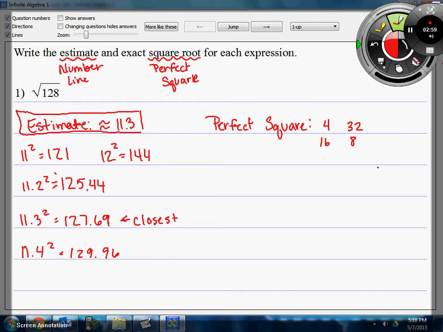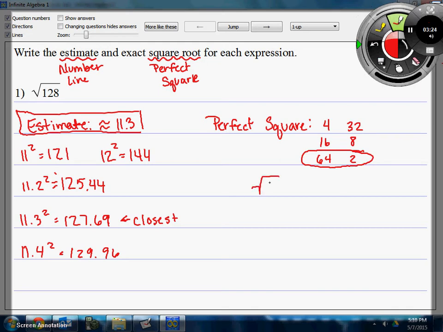128 divided by 36 gives me 3.5. That won't work. 128 divided by 49 is 2.6. 128 divided by 64 gives me 2. So 64 and 2, that's going to give me the best simplified version here.